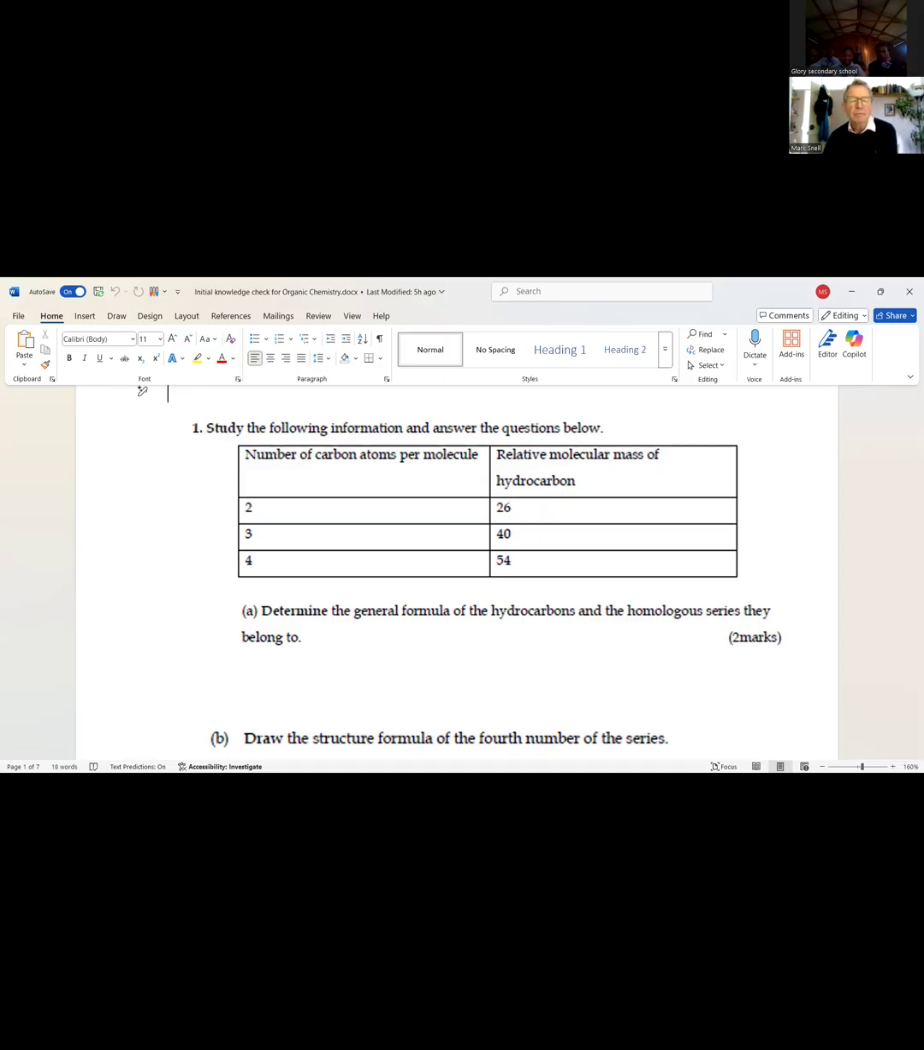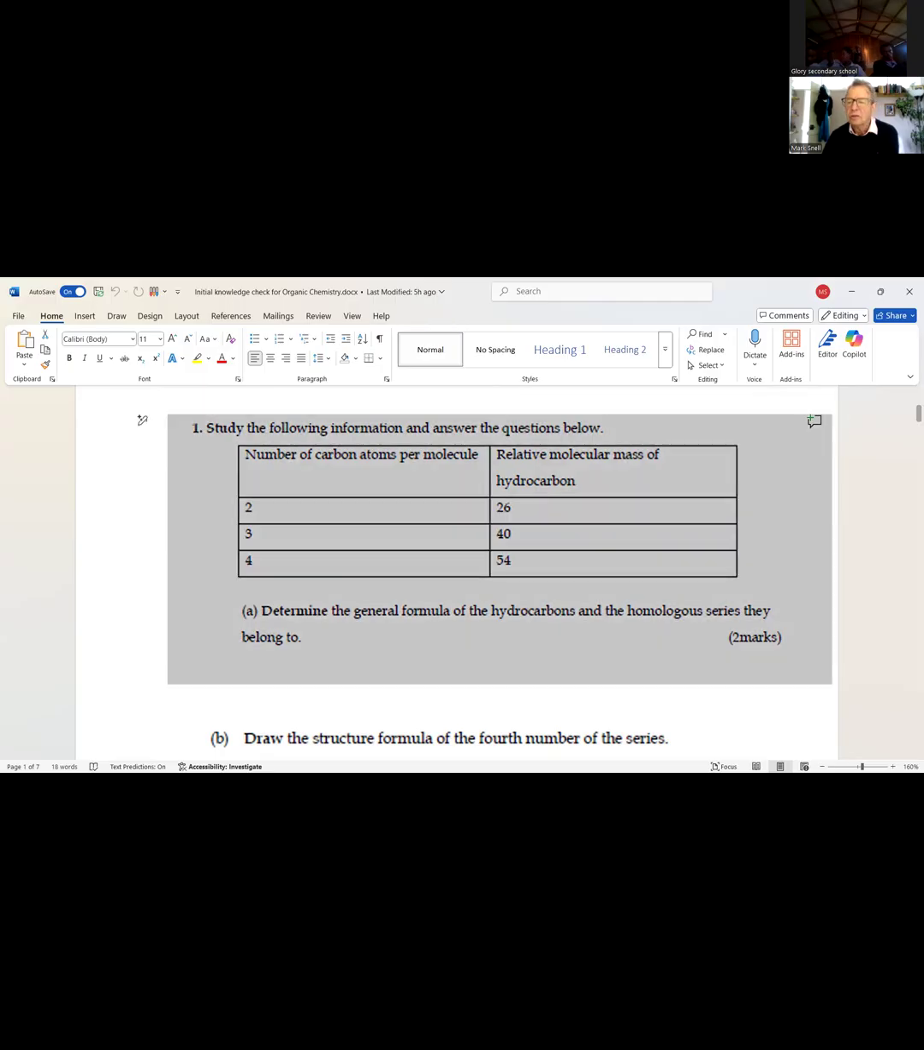If it has two carbons, see this on the left-hand side. Oops, what is happening? Why can I not point? Okay. Strange. Something weird is happening on my computer. Anyway, let's have a look at this.